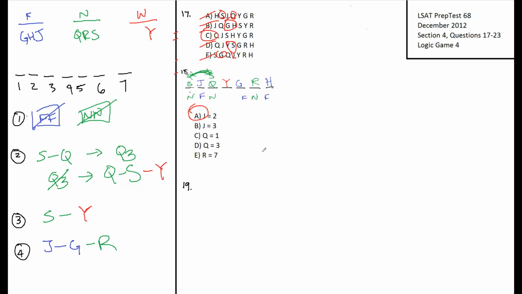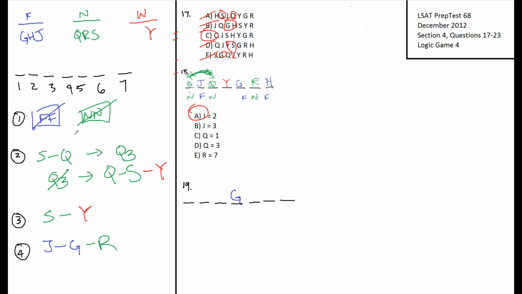So 19 is even tougher. 19 says if G is 4th, which of the following could be true. Okay, so 1, 2, 3, 4, 5, 6, 7. Now G is 4th, and G is a blue element, so I'll call it a blue element. Right? Okay, wow. So now, what do I even do with that?